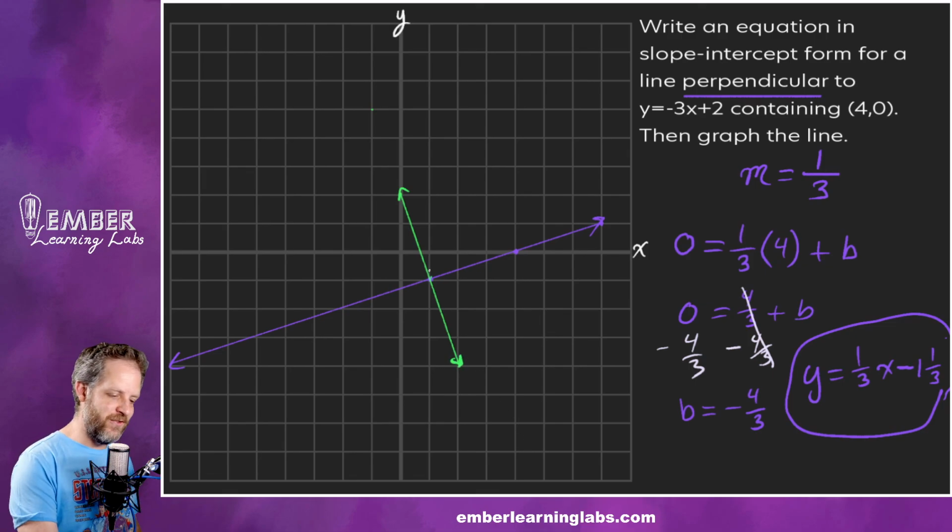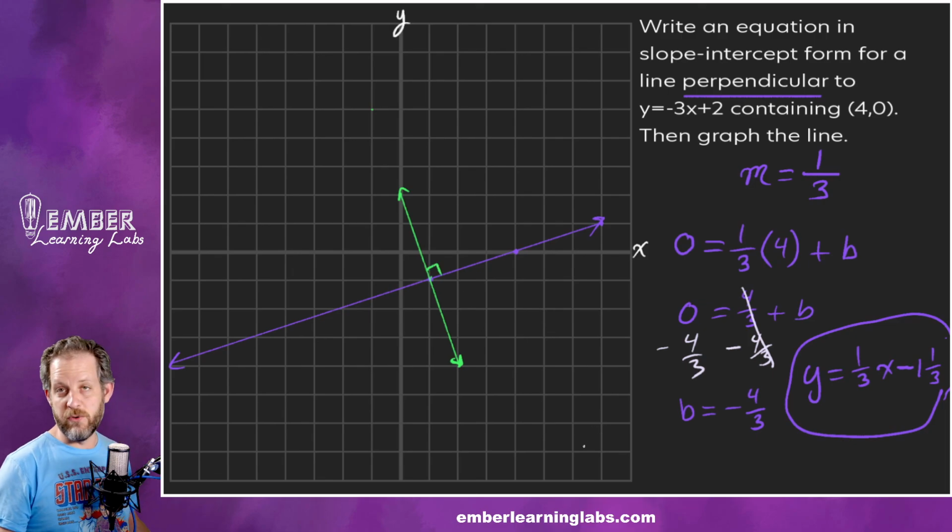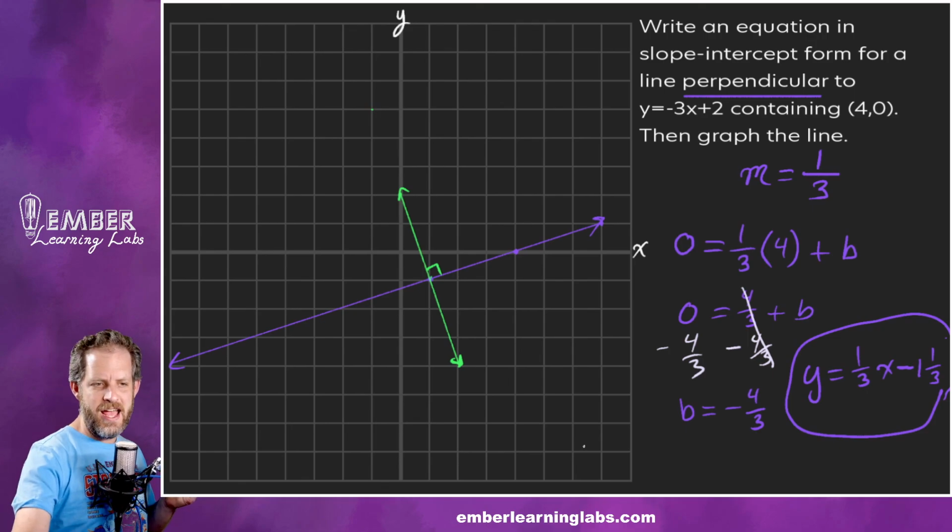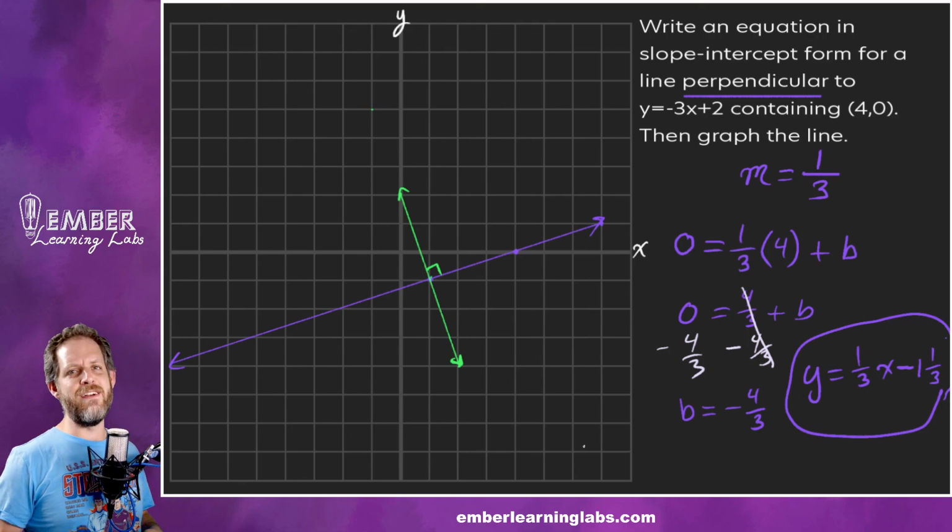You can see that it is in fact perpendicular, which we can prove based on the slopes, and it does go through that point. And we could prove that algebraically, but this is not a proof lesson. That's coming quite soon. We'll see you in the next one.